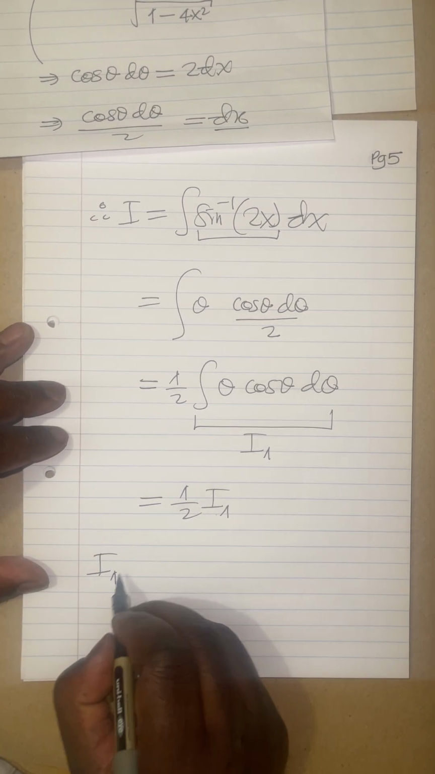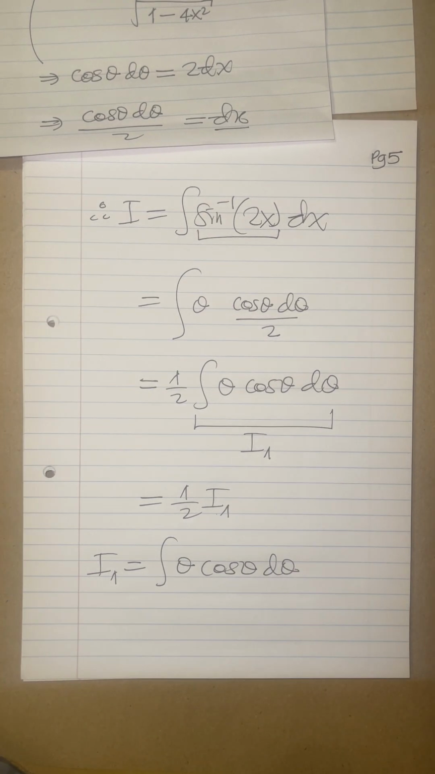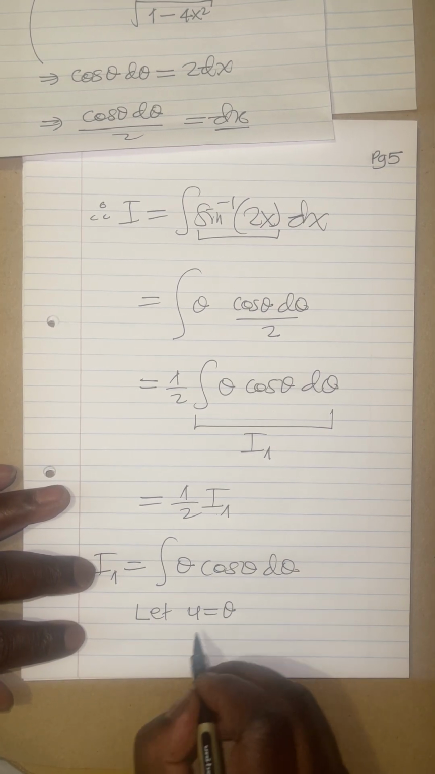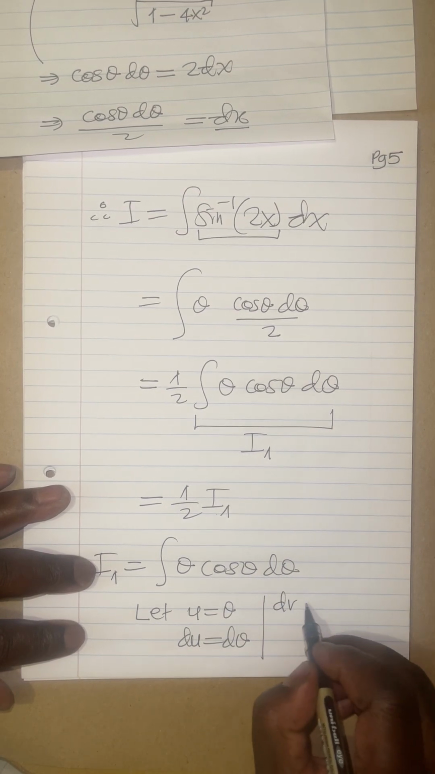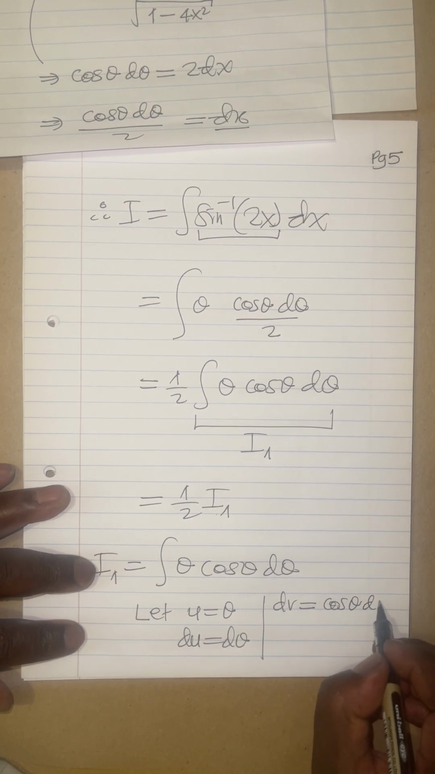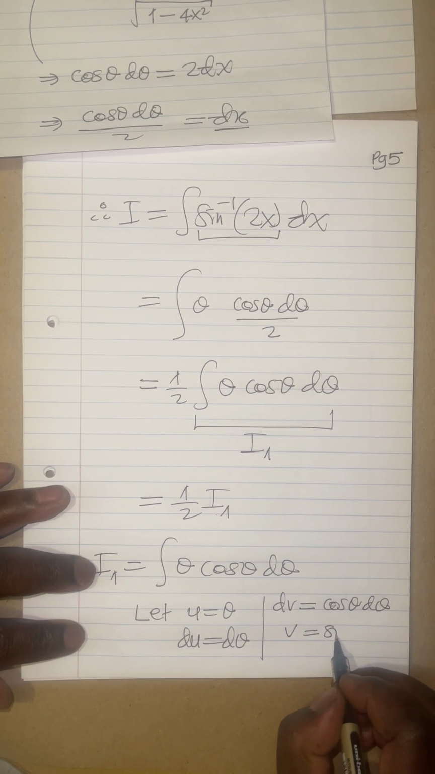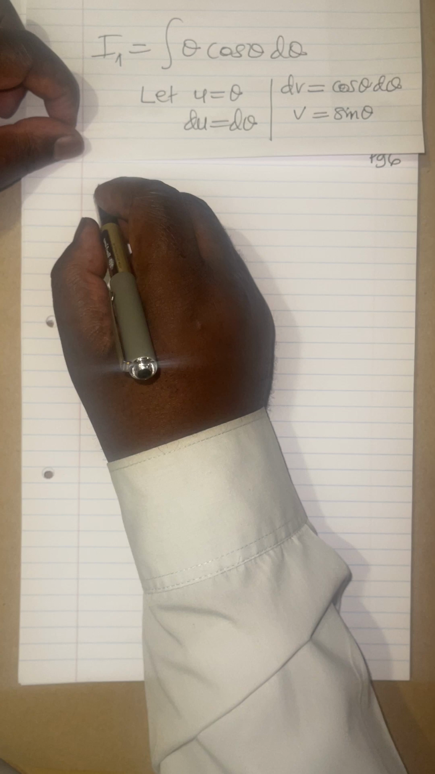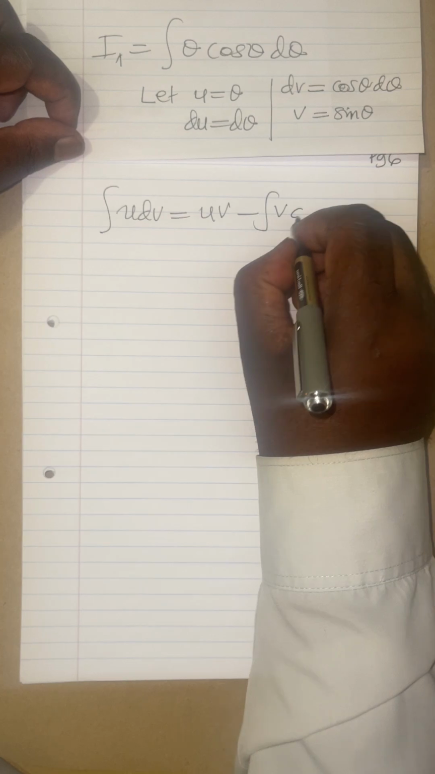So I1 is equal to the integral of theta cos of theta d theta. Yes, we're going to use integration by parts. So let u be equal to theta, and obviously du equals d theta, and then dv equals cos of theta d theta. The integral of dv is v. The integral of cos theta is actually sine theta. Please check that out. Now, going to the integration by parts formula, what does it say? It says the integral of u dv is equal to uv minus the integral of v du.